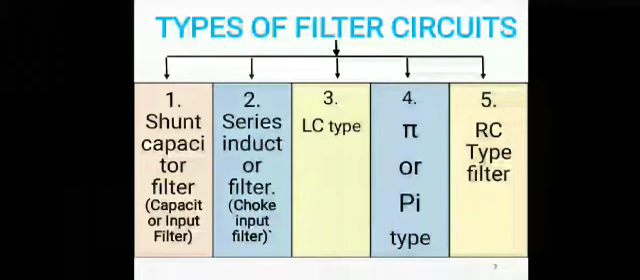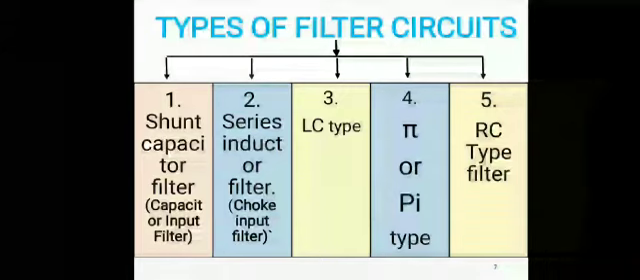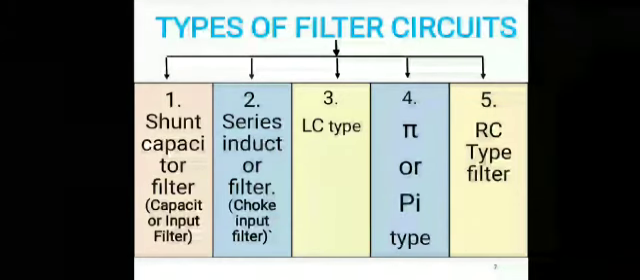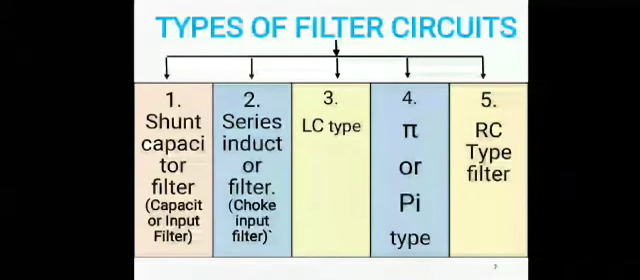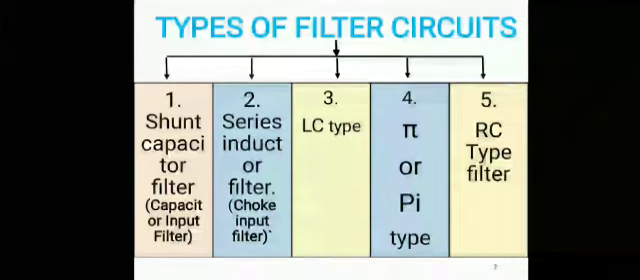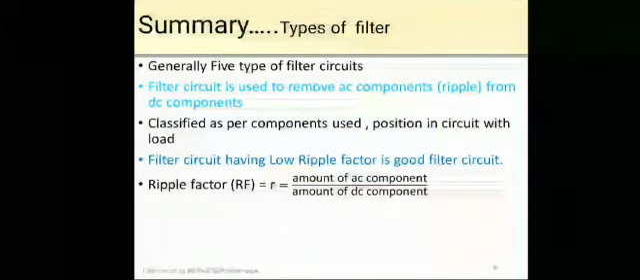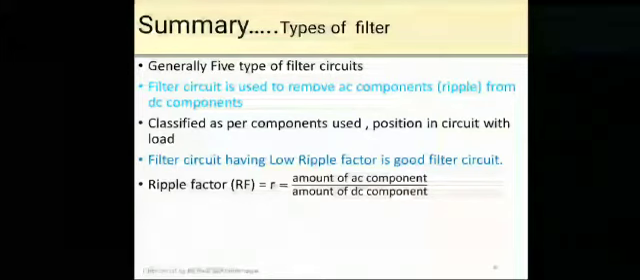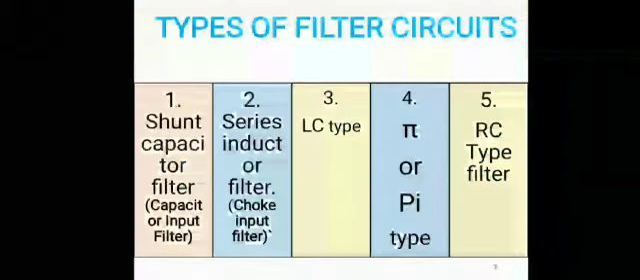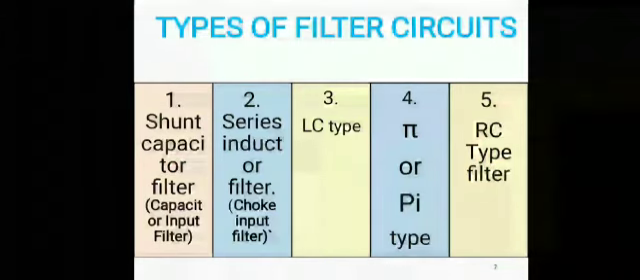Now these are the five different types of filter circuits, and with some changes, all are removing the AC component and allowing the DC component at the output of the filter circuit. This is the summary. Now we will summarize the topic or session. We have seen there are five types of filters, which are nothing but shunt capacitor type, series inductor type, LC type, pi type filter, and RC type filter.